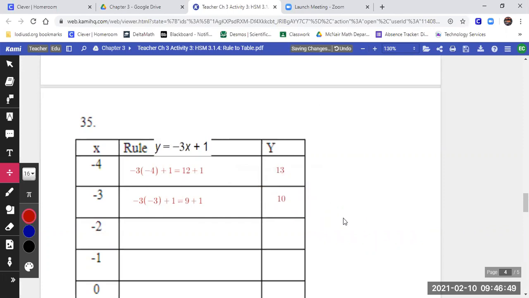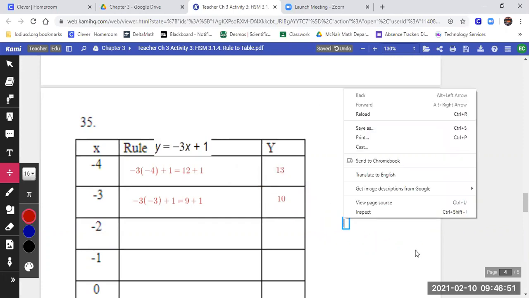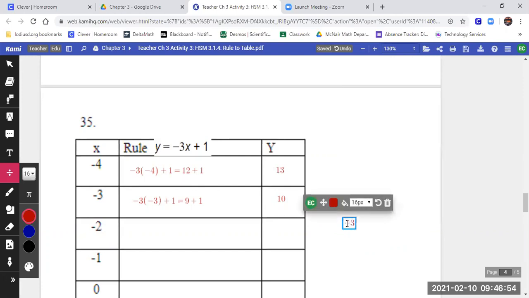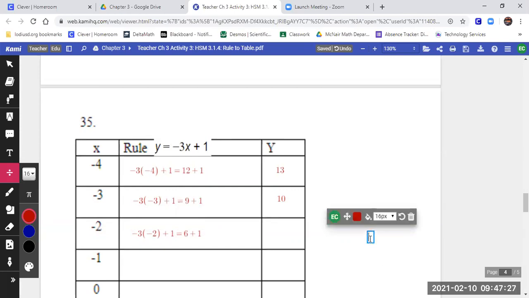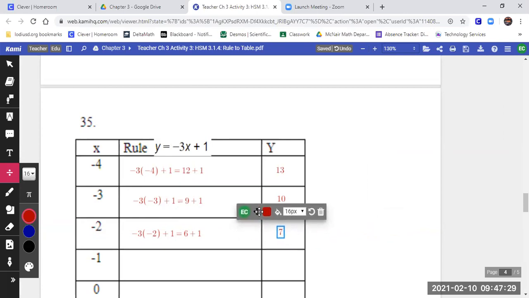Okay, keep going. Negative 3 times what this time? Negative 2. I know 2 negatives make a positive. So what is 3 times 2? 6. And then the equation says add 1. Okay. So what's my final answer going to be? 7. Okay.